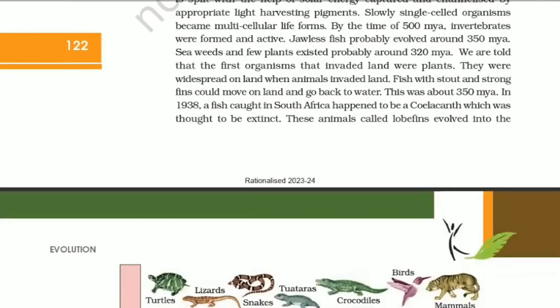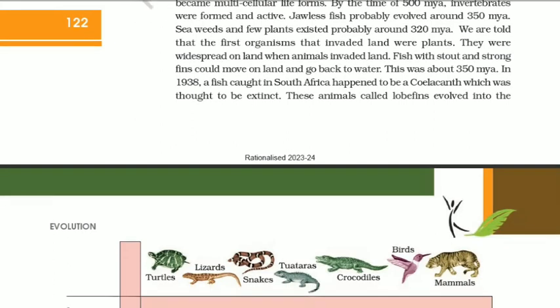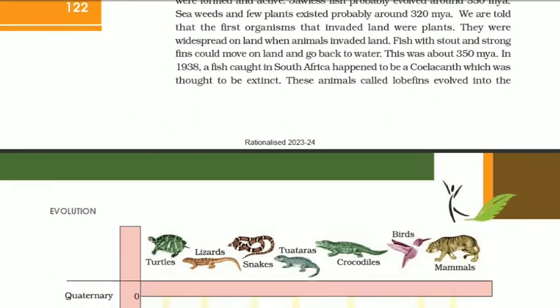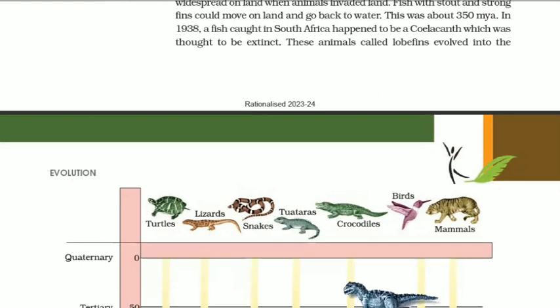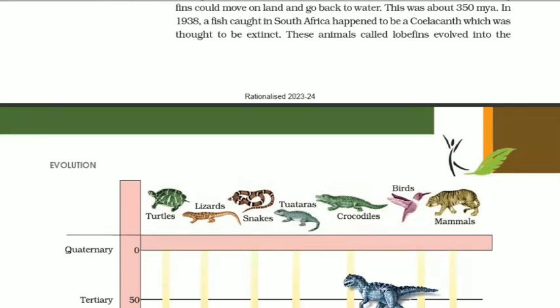Slowly, single celled organisms became multicellular life forms by the time of 500 million years ago. Invertebrates were formed and active jawless fish probably evolved around 350 million years ago. Seaweeds and a few plants existed probably around 320 million years ago. We are told that the first organisms that invaded land were plants. They were widespread on land when animals invaded land. Fish with stout and strong fins could move on land and go back to water. This was about 350 million years ago. In 1938, a fish caught in South Africa happened to be a coelacanth.